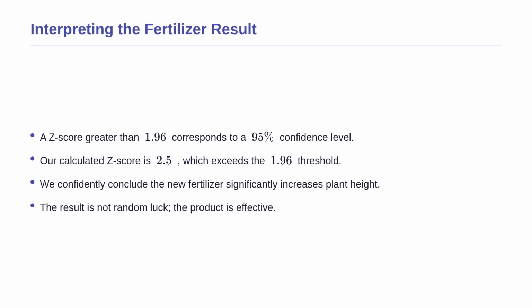So we have calculated a z-score of 2.5. What does this number actually mean? In statistics, a z-score greater than 1.96 corresponds to a standard 95% confidence level. Because our score of 2.5 is strictly greater than this critical threshold, it falls into the rejection region.